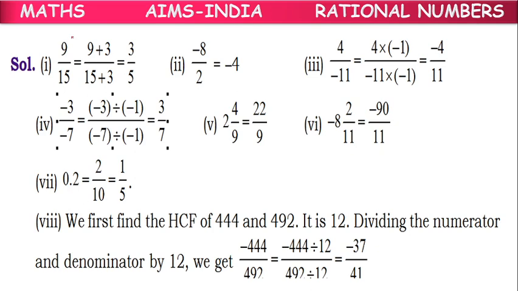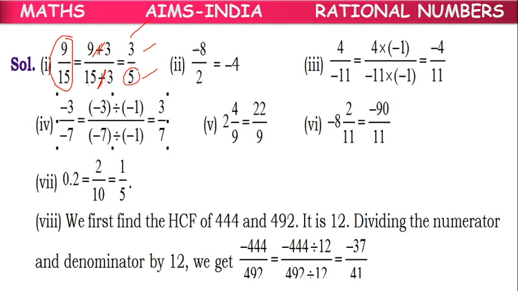First question, we have 9 by 15. Both of them are divisible by 3. Sorry children, here 9 by 3, 15 by 3. Both of them are divisible by 3. So 3 by 5. So the denominator is positive. So this is the standard form.